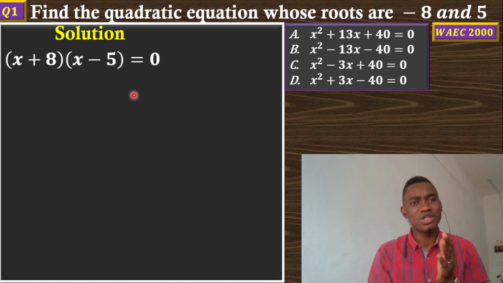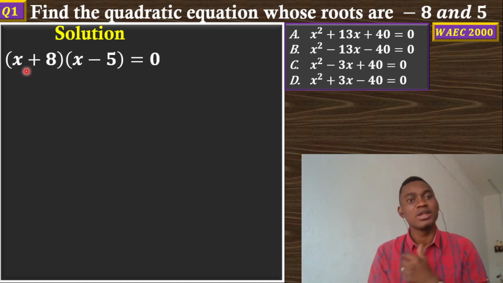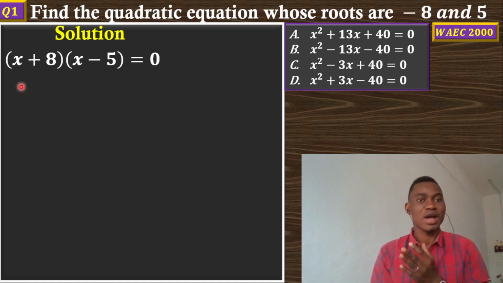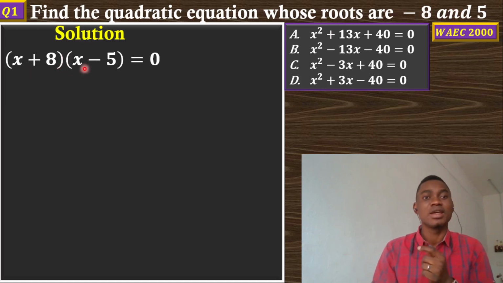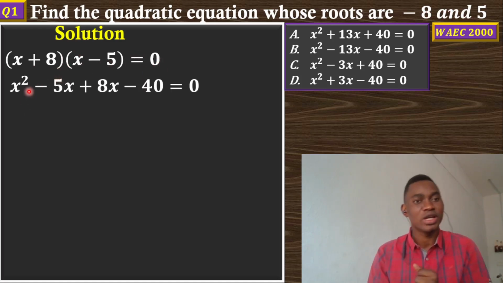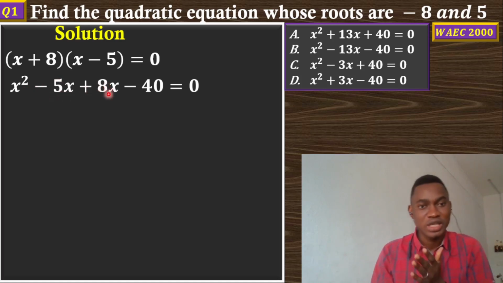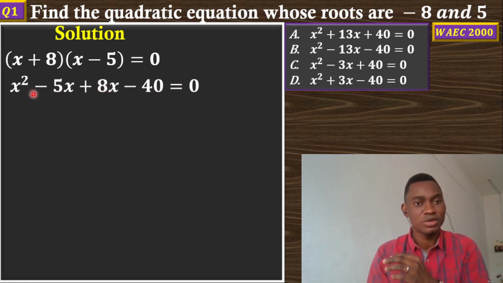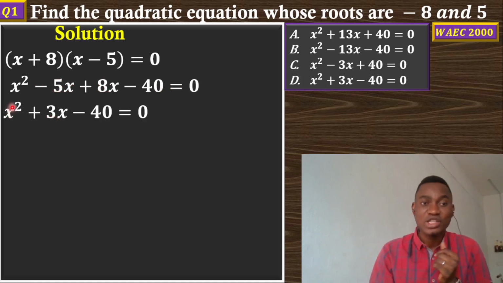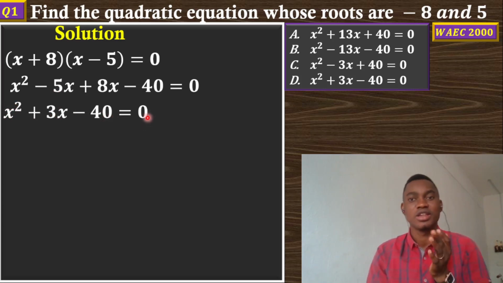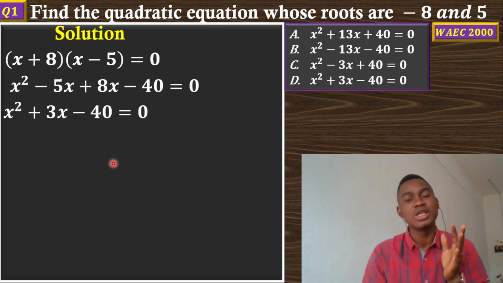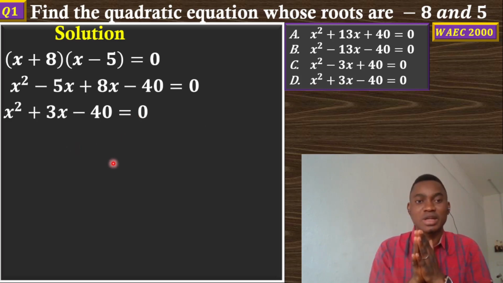And of course, this method is what we all know, whereby we change the sign of the roots given to us. So we have x plus 8 multiplying x minus 5, equal to 0. If you expand this bracket, we get x squared minus 5x plus 8x minus 40 equal to 0, and minus 5x plus 8x returns plus 3x. So we have x squared plus 3x minus 40 equal to 0, and this is option D. So option D is the correct answer to this particular question.